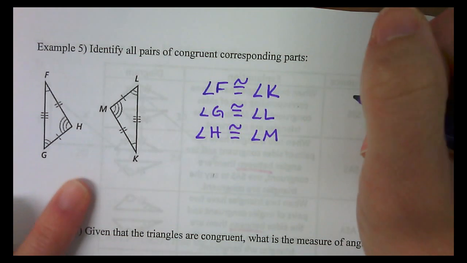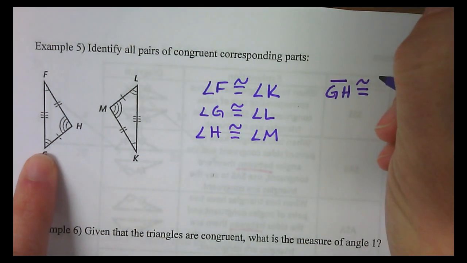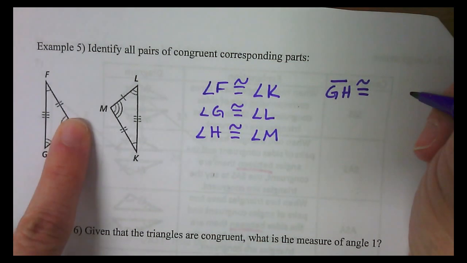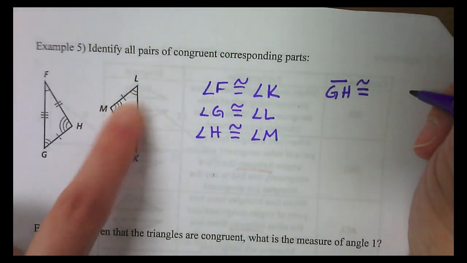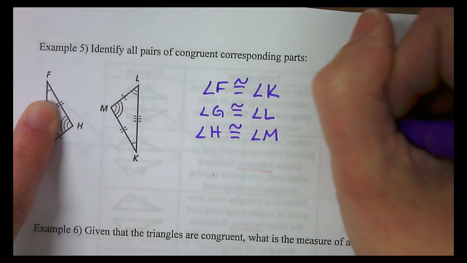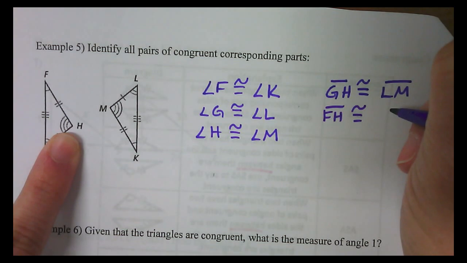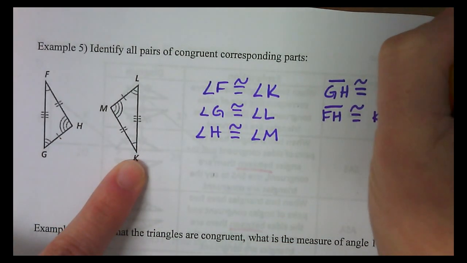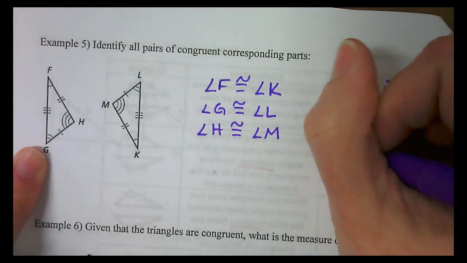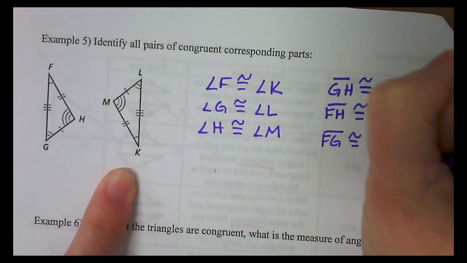We also have three sets of sides that match up. So we're going to start with GH. G was, that's just where I picked to start. G goes from the angle with two arcs to the angle with three arcs. So I want to follow that same pattern here, which would be LM. If I said FH, FH goes from the one arc to the three arcs. So in this one, I'd want to go KM. And then the last one, if I said FG, then 1 to 2, I go 1 to 2, which would be K to L.